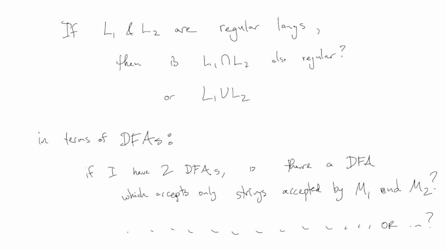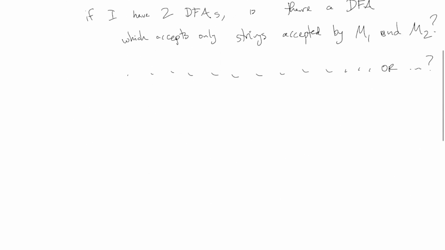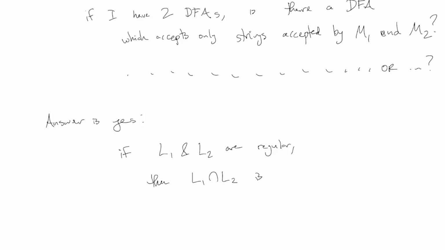All right? The answer to all of these questions is yes. So it is a fact: if L1 and L2 are regular, then the intersection also is regular. Another way of saying that is, if you have two DFAs, then it is possible to chain them together in some way to get a DFA for the intersection or for the union. We're going to talk about why that is, but for now I will just give you a little spoiler alert. The answer is yes, that is to say, if L1 and L2 are regular, then L1 intersect L2 is also regular.